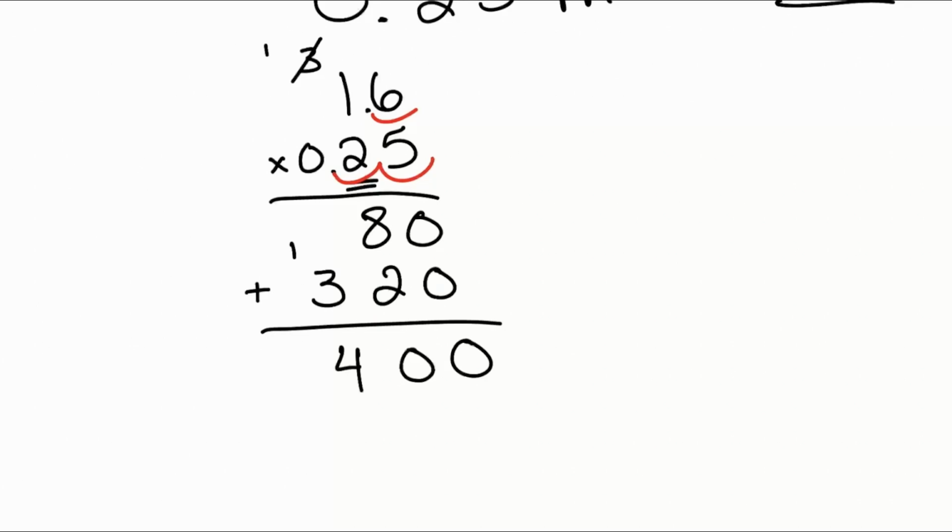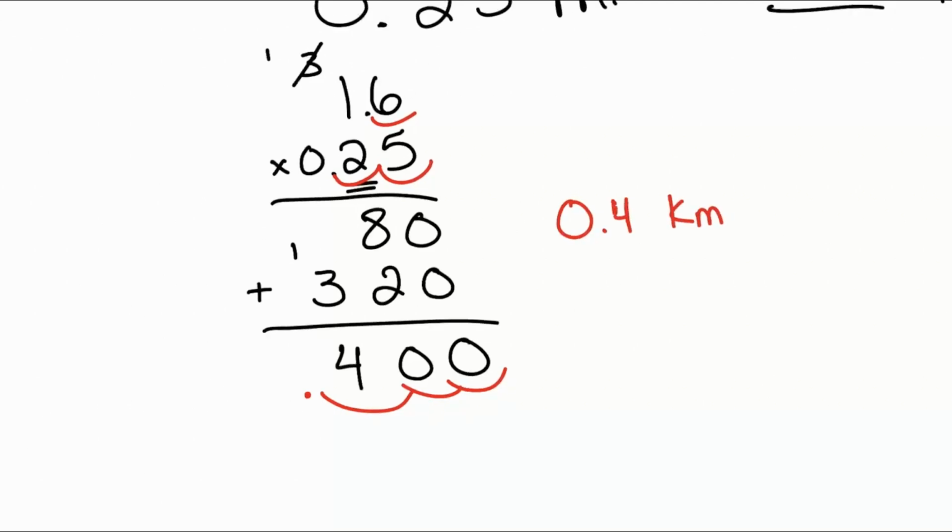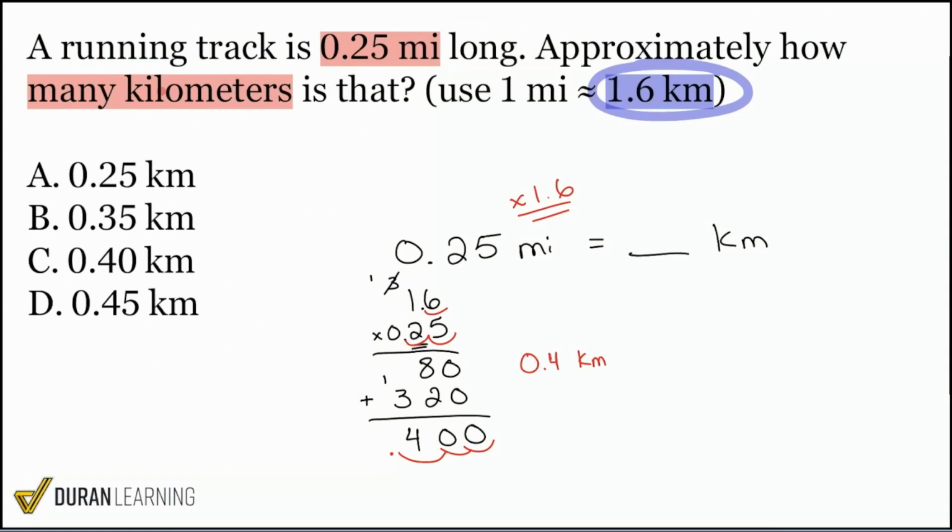Remember, it's the total of those decimal places. So we have 1, 2, 3. Booyah, and that's going to be 0.4. That's how many kilometers we are dealing with in this problem. So the answer choice that's correct is going to be answer choice C, 0.4 kilometers.